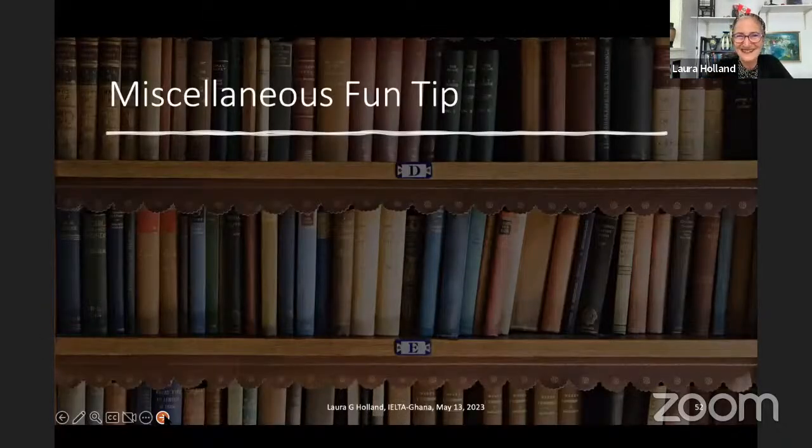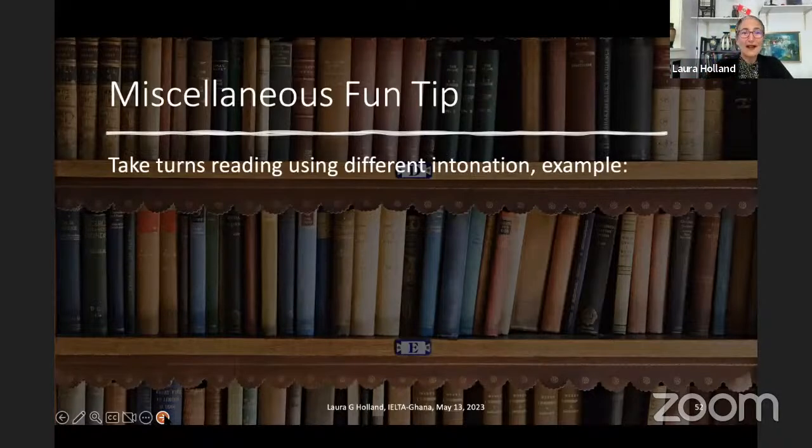Now, here's a miscellaneous tip. There's a lot of research now talking about, especially with beginning level students, that we don't really want to ask them to read out loud. It can actually have a negative effect, because they're so insecure about their reading that it raises their affective filters, basically. It makes them more shy about it. But intermediate level students, it's fine. And certainly advanced level students can be reading out loud.